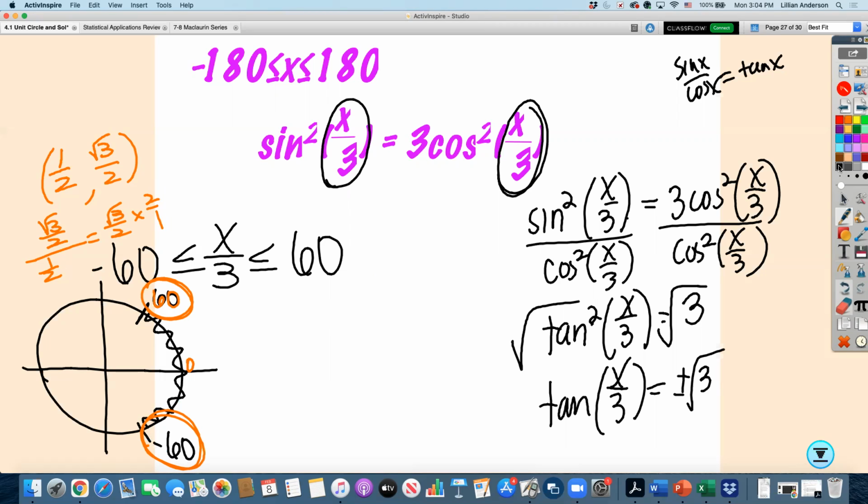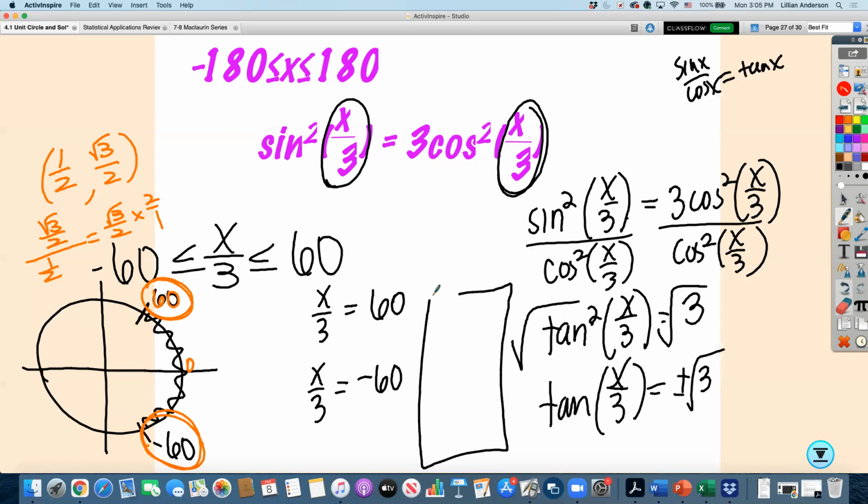So that means I set 60 and negative 60 equal to x over 3 to actually get my final answer. So then I multiply both sides by 3, and x is equal to 180 and negative 180. Because again, I multiply both sides by 3. So don't forget to adjust your domain. Don't forget to make sure you're including all the values on your domain. And then of course, to actually set them equal to the argument that's inside of the parentheses. That way you can actually get your final answers.